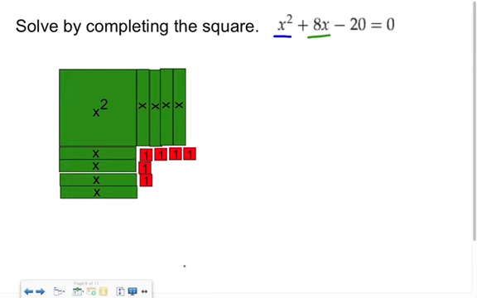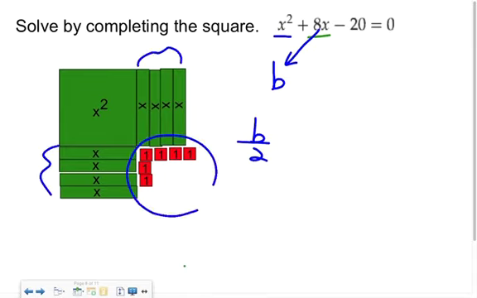So again, remember how I took this b and then I divided it by 2. That gave me this. And how many of these little 1s do I have? Well, I have that b over 2 squared. So that's that number that we add to the equation in order to complete the square. So in this particular problem, that's 16.